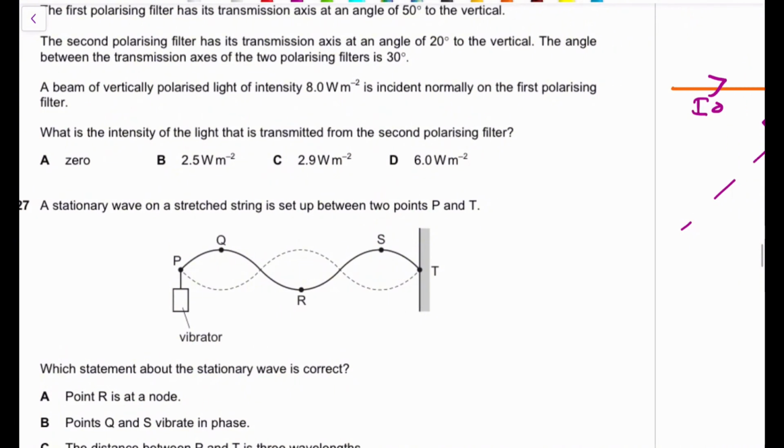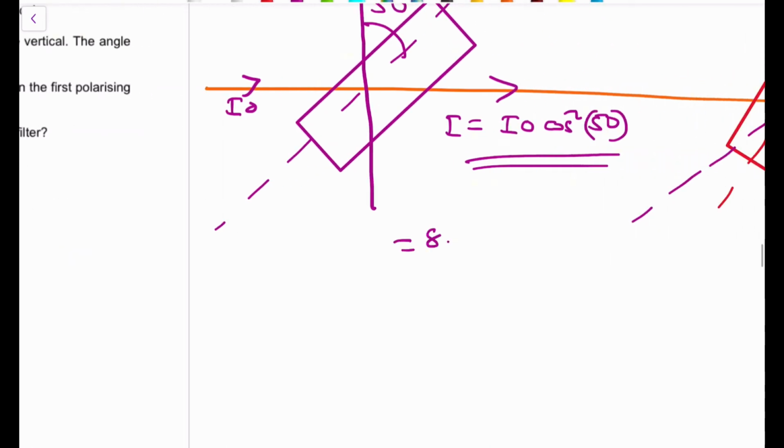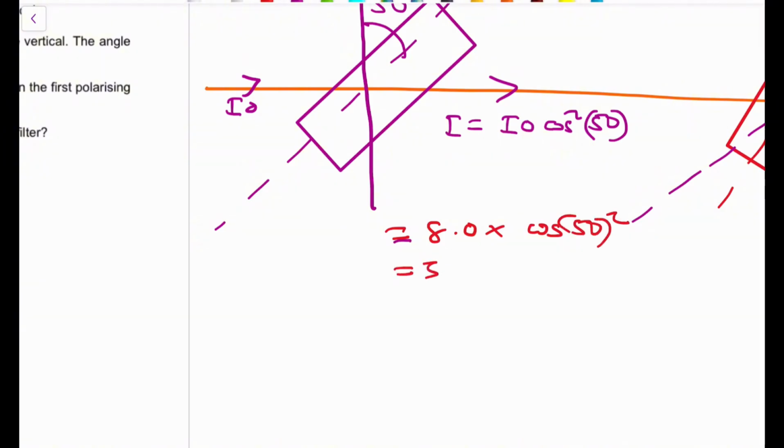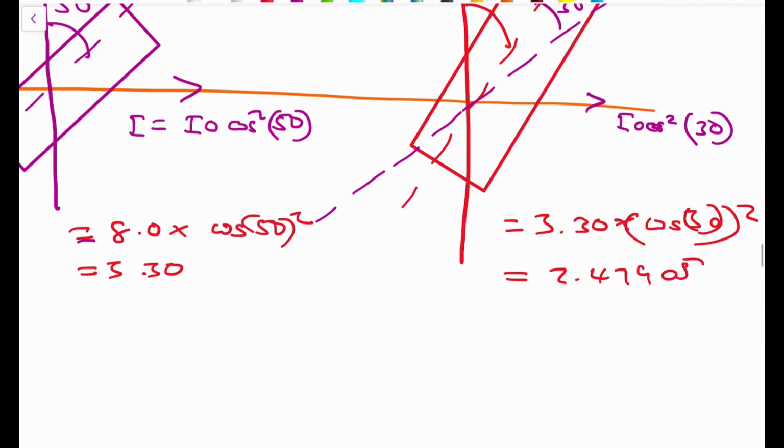So if I have light with an intensity of 8.0, for the first scenario, it's going to be 8.0 times cos of 50 squared, right? That's going to give me an answer of about 3.30. That's the one that I'm going to take here. It's going to be 3.30 times cos of 30, all of that squared. That's going to give me an answer of 2.47905, approximately 2.5 watts per meter squared, right?